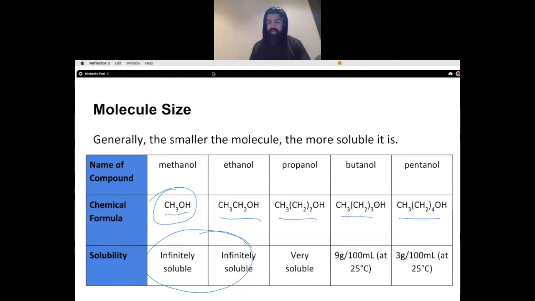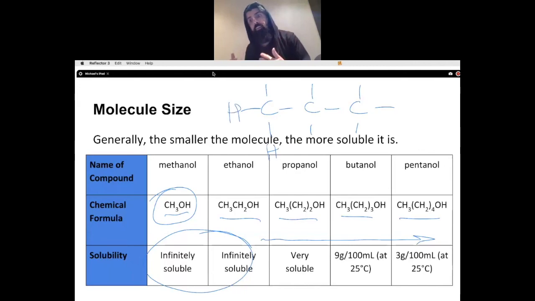However, as we get larger, as the molecule itself creates a longer and longer hydrocarbon chain, right? This is a hydrocarbon chain, carbon and hydrogens. Remember what we talked about between carbons and hydrogens, how they are nonpolar. So the longer the nonpolar end becomes, the less soluble the substance is in water.